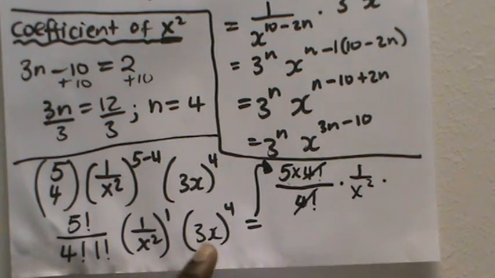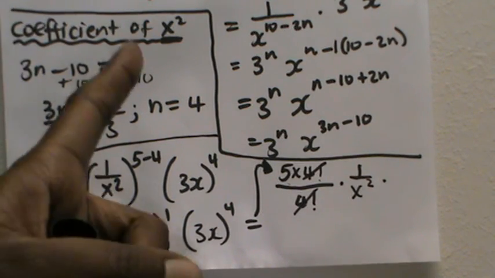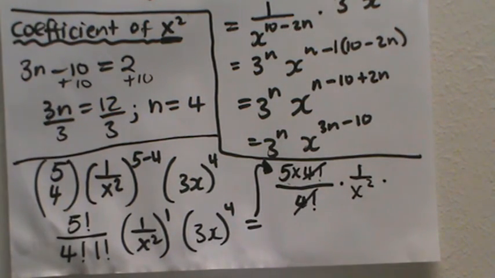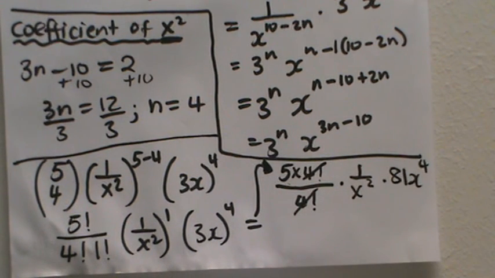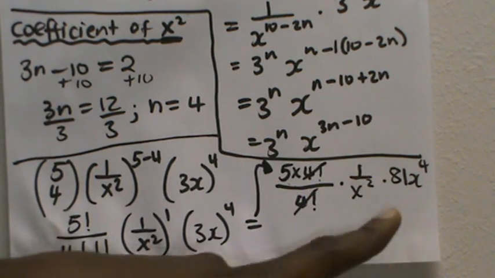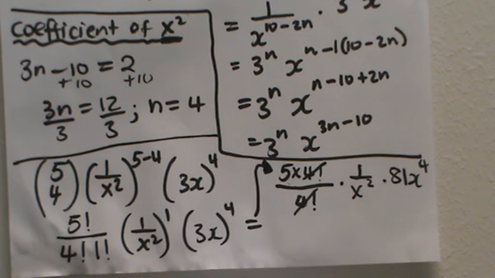And then here I have 3x to the power 4. Remember, the 3 should also get the exponent 4. So it's 3 to the power 4, which is 81. And then x to the power of 4. Okay, so don't forget about the 3, because the 3 forms part of the coefficient. So we've done all this work. We've done everything correctly, and then to mess up at the end, that seems like a waste.